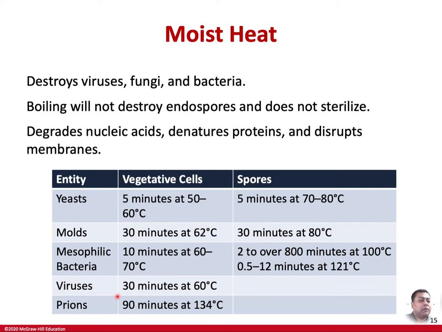On the other hand, viruses can be killed in 30 minutes at 60 degrees Celsius. For prions, 90 minutes at 134 degrees Celsius can kill them. If you read the story in the chapter opener, a person went for a neurosurgical procedure in the hospital, then contracted a prion protein disease and died because of that. Remember that prion proteins are very difficult to sterilize.